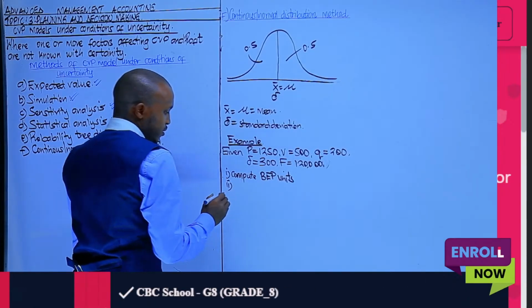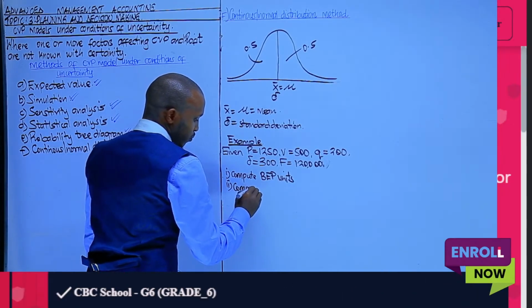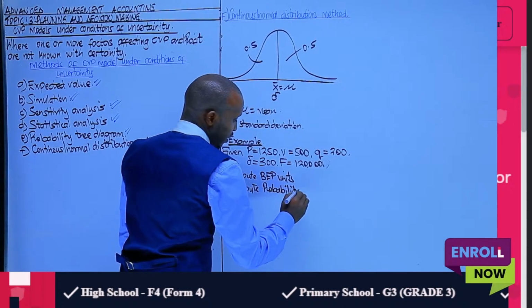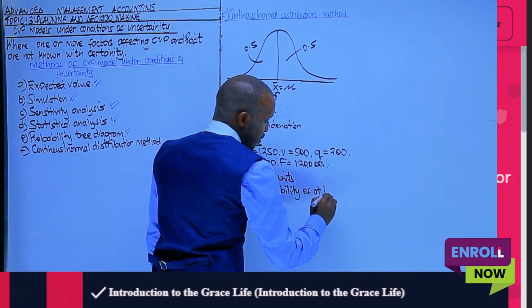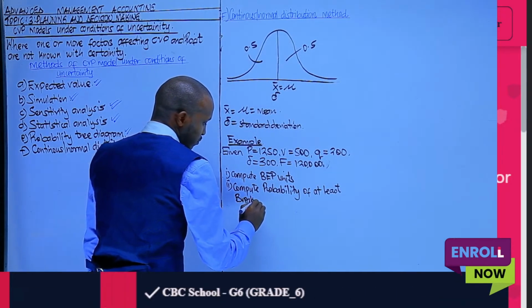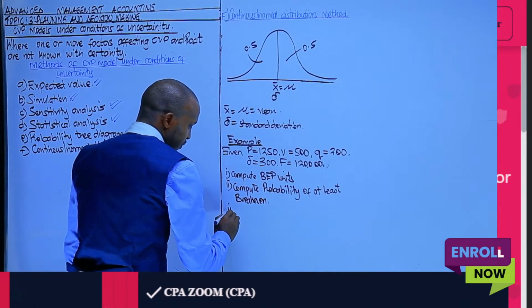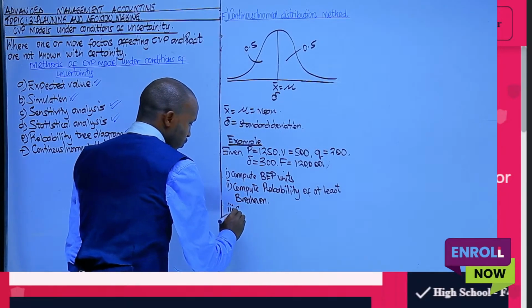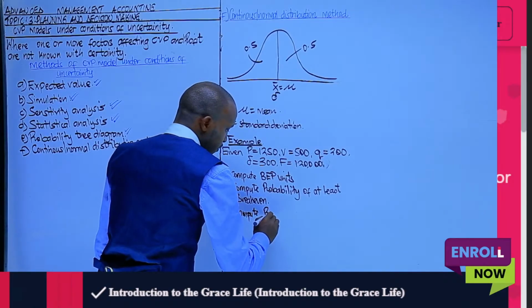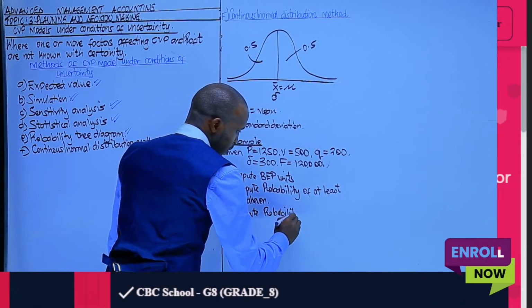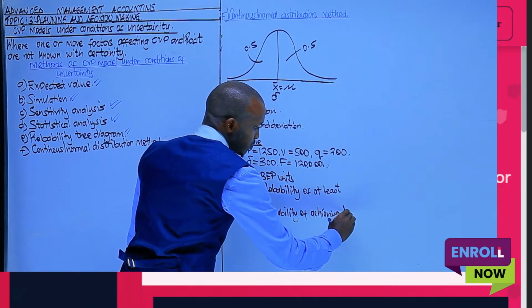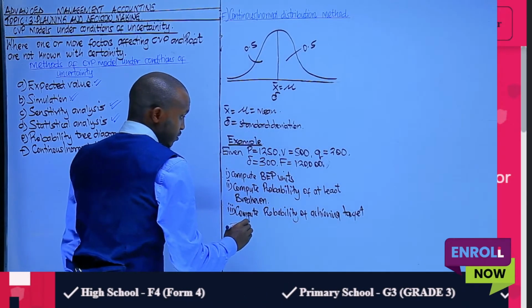The second part, compute the probability of at least break even. Then number 3, compute the probability of achieving target sales.